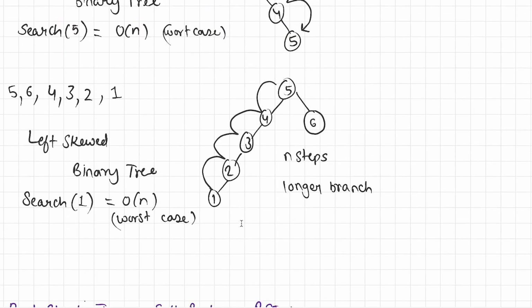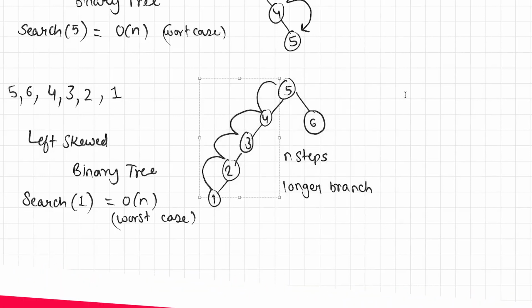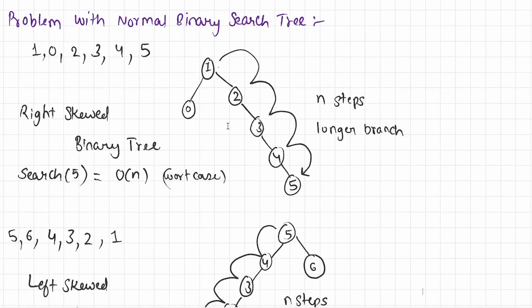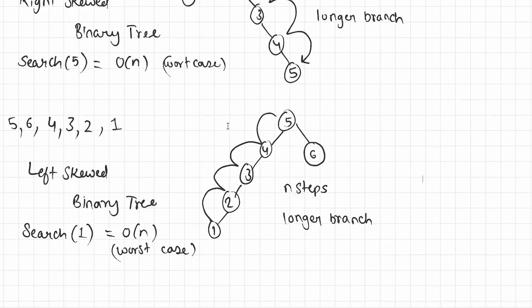and deleting, right? Similarly, if I give you numbers like this 5, 6, 4, 3, 2 and 1, and if you construct the binary search tree out of these elements, you will end up getting a left skewed binary search tree. And here you will see that left branch is longer and right branch is shorter. And now if you want to find 1 on this binary search tree, we have to start from the root node and go all the way to node 1. And to search a node, we have to take n steps, right? So we can say that in worst case, this tree also takes big O of n time to search any element, and this is not accepted. So guys, this is the problem that is caused by normal binary search tree.